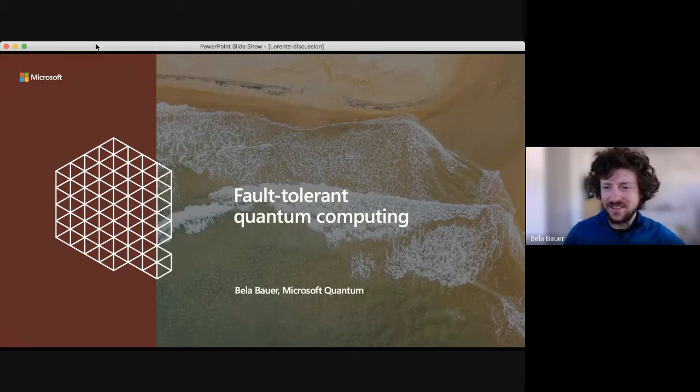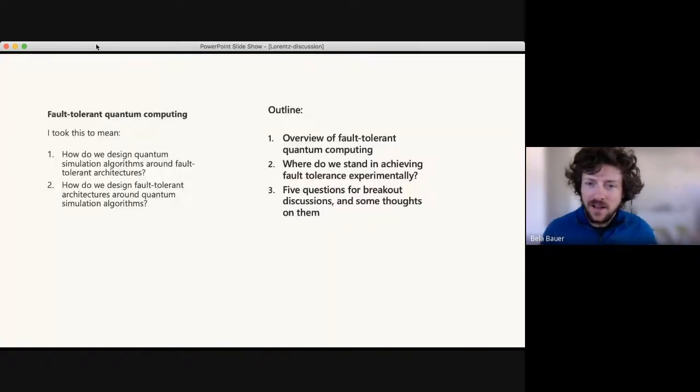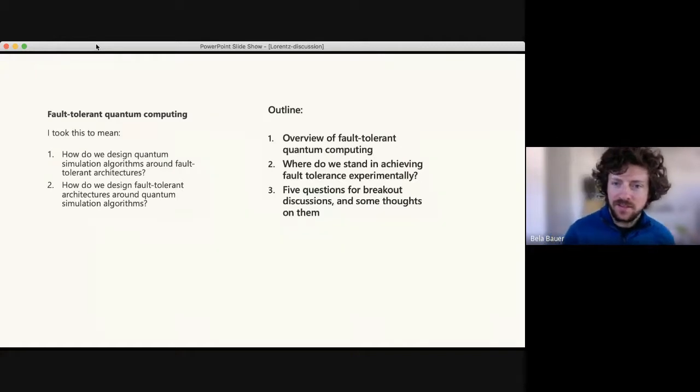And so they asked me to lead this discussion on fault-tolerant computing, which is obviously a broad topic. So what I took this to mean is two related questions, two ways of looking at the same question maybe: how do we design quantum simulation algorithms around fault-tolerant architectures, and how do we design fault-tolerant architectures around quantum simulation algorithms?